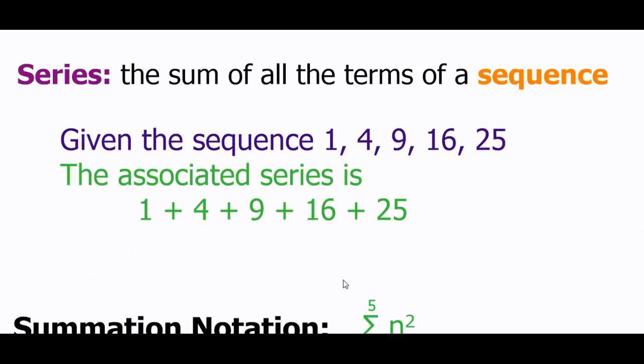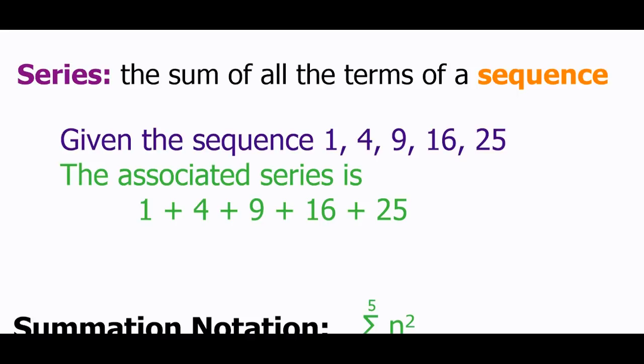Now we have this thing called the series. A series is the sum of all the terms in a sequence, meaning I just take all of those values and add them together. Nothing crazy. So for example, let's say I have this sequence 1, 4, 9, 16, 25, those perfect squares. For the series, I would add them all together: 1 plus 4 plus 9 plus 16 plus 25. That is the associated series.